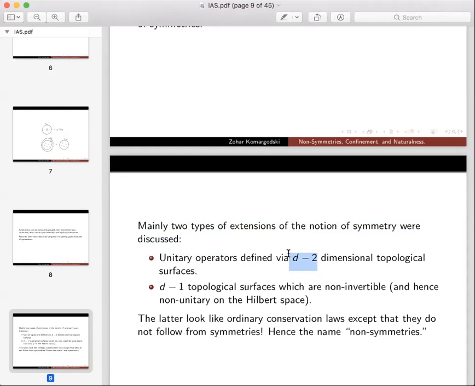Such things are called higher symmetries. And this particular case corresponds to what's called a one-form symmetry. You've probably seen many papers about higher symmetries and one-form symmetries in various quantum field theories in various dimensions. And this is what it is about. It's about unitary operators that depend on a lower dimensional surface, topologically.